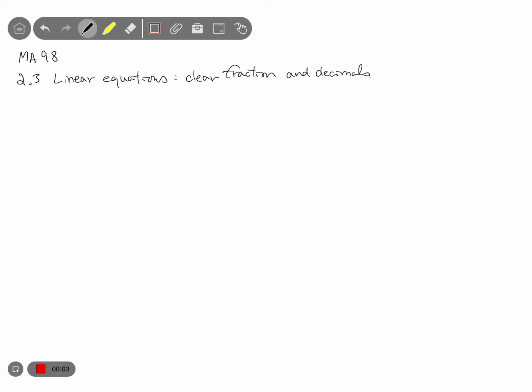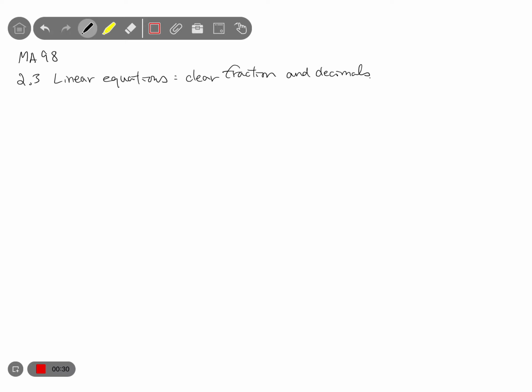Hi guys, today we're going to talk about section 2.3, which is how to clear out fractions and decimals off a linear equation. So if you have the sheet or notes from class, or you can download it from the Blackboard from the week 1 folder, you're going to see that there are a couple of things that we need to figure out. One is how to clear out fractions, and the other one is how to clear out decimals.